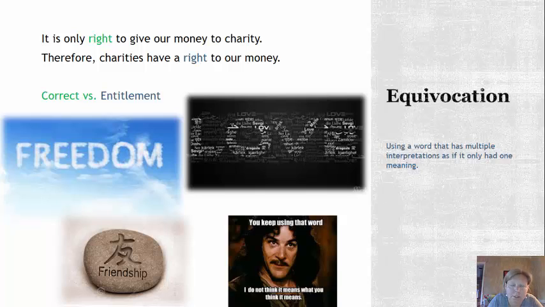In the first usage, right means correct. It is only correct to give our money to charity. Therefore, charities have an entitlement to our money. And yet, they're using it in a way that equivocates the term, that in both instances it's correct. That's the insinuation. That's equivocation. They're equivocating it. Be wary when people use big words like freedom, love, friendship.